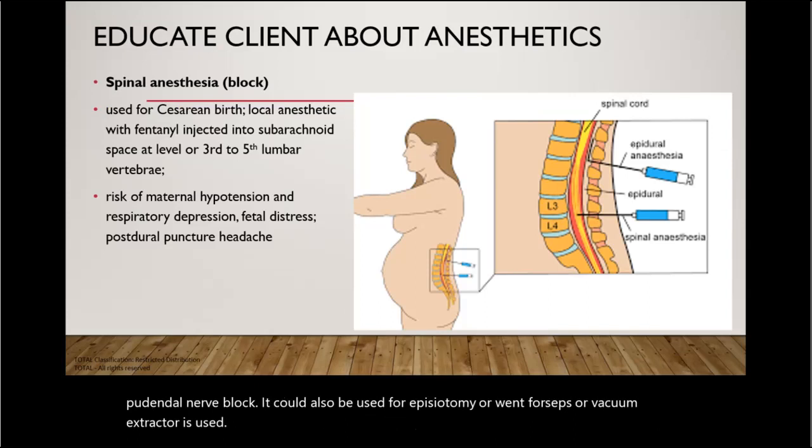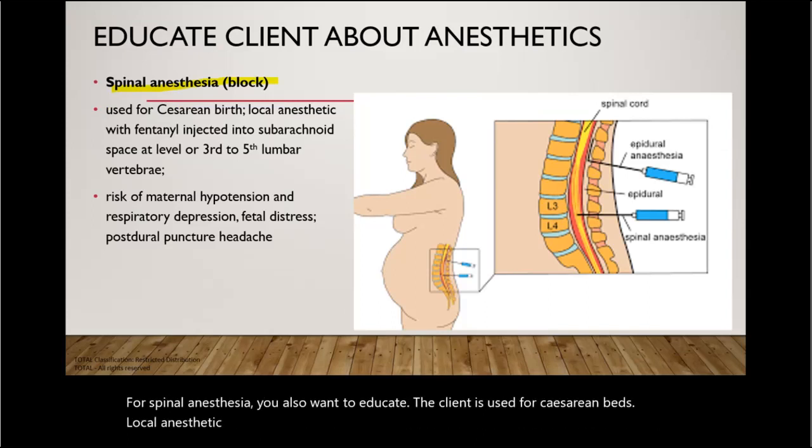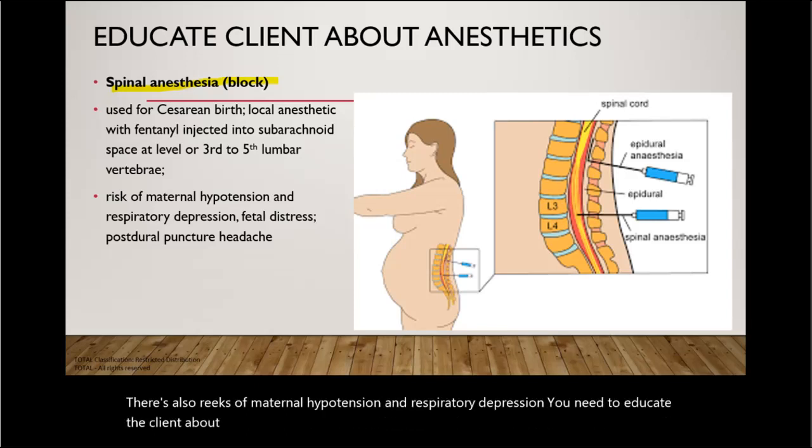For spinal anesthesia, you also want to educate the client. It's used for cesarean birth, local anesthetic with fentanyl injected into the subarachnoid space at the level of the 3rd to 5th lumbar vertebra. So this would be your spinal anesthesia between L3 and L5. There's also risk of maternal hypotension and respiratory depression. You need to educate the client about this. There's also risk of fetal distress, and post-dural puncture headache is usually common.